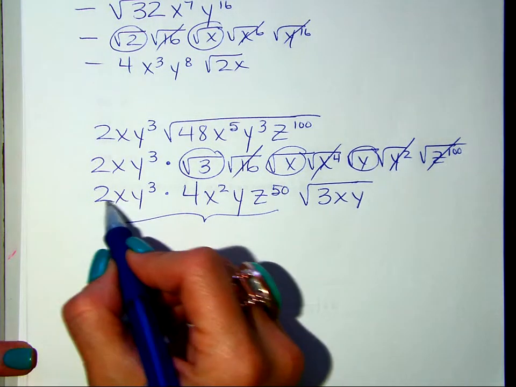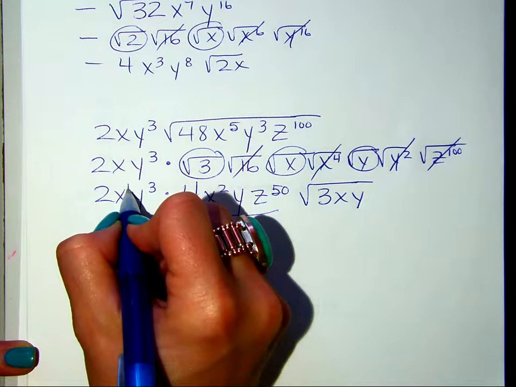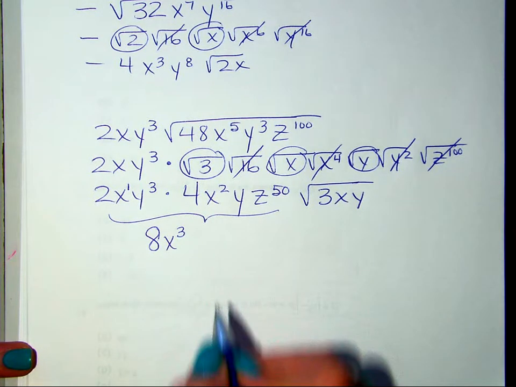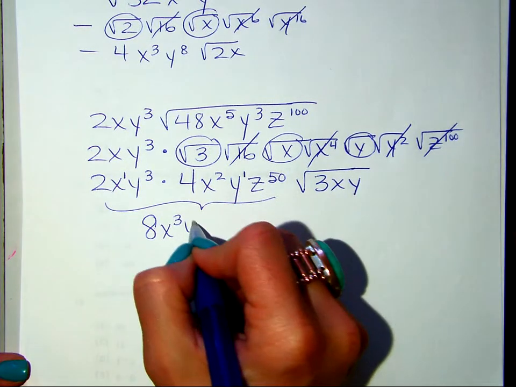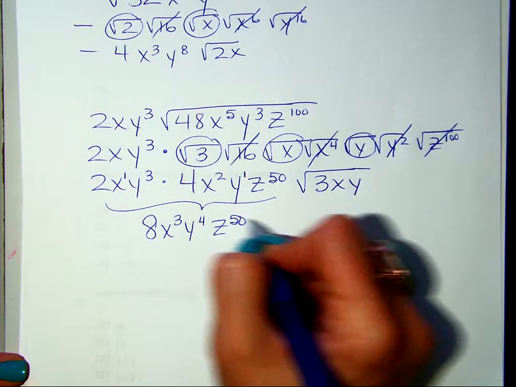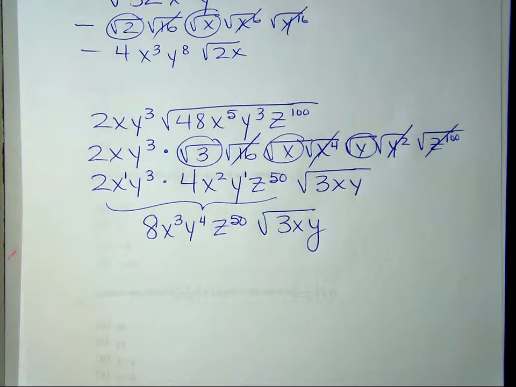So this is 2 times 4 is 8. 1 plus 2, don't forget that that's a 1, is 3. Yep. 3 y's here and 1 there is 4. And then no more z's over here. And then 3xy. And it looks crazy, but did you follow it? Okay, it's not that bad.